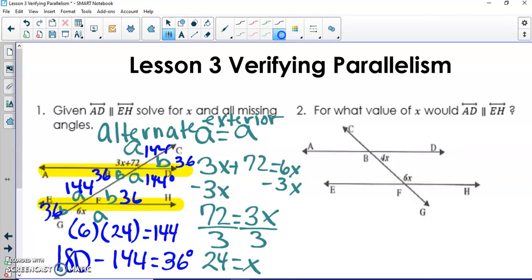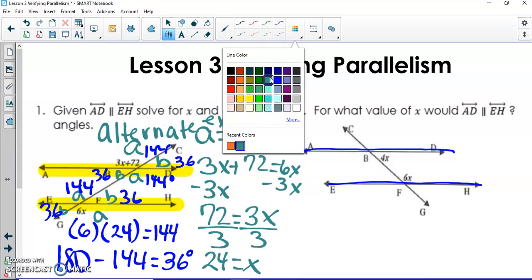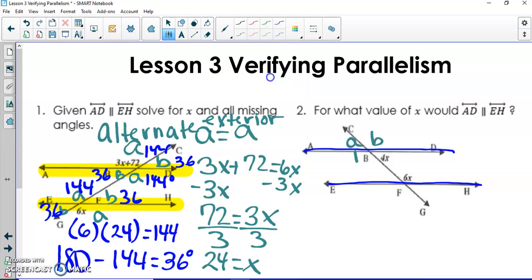Number 2 is worded a little bit differently. We want to know if these lines were going to be parallel, what would the value of my x have to be? Here, I want these two lines to be parallel, and there's only one value of x that will make that true. So we have AB, BA, AB, BA.